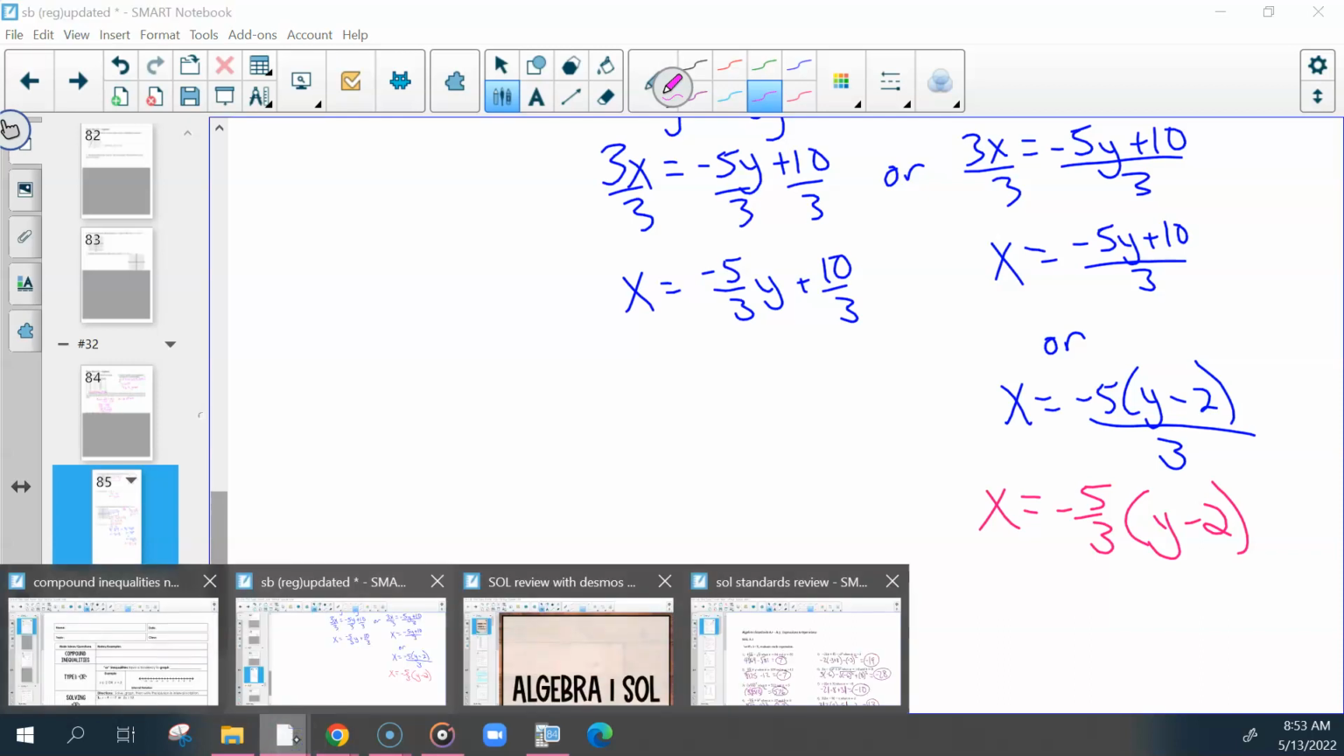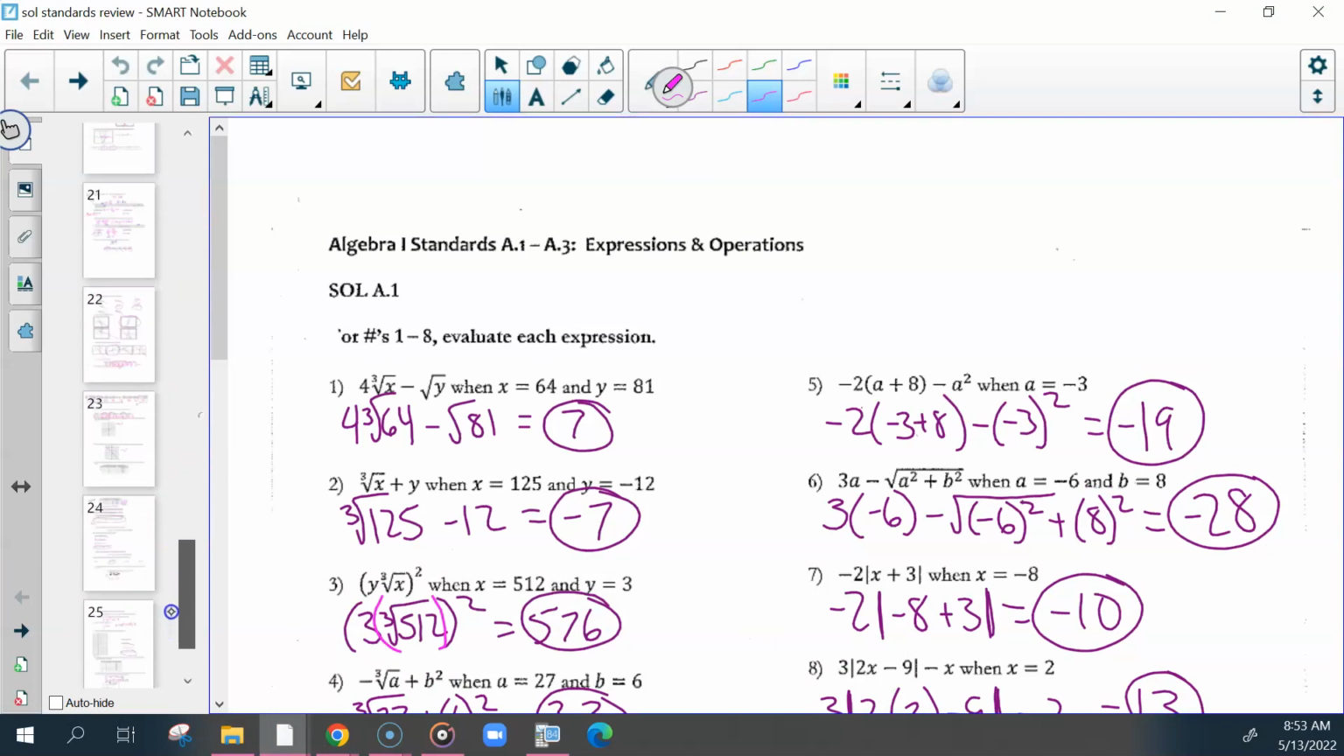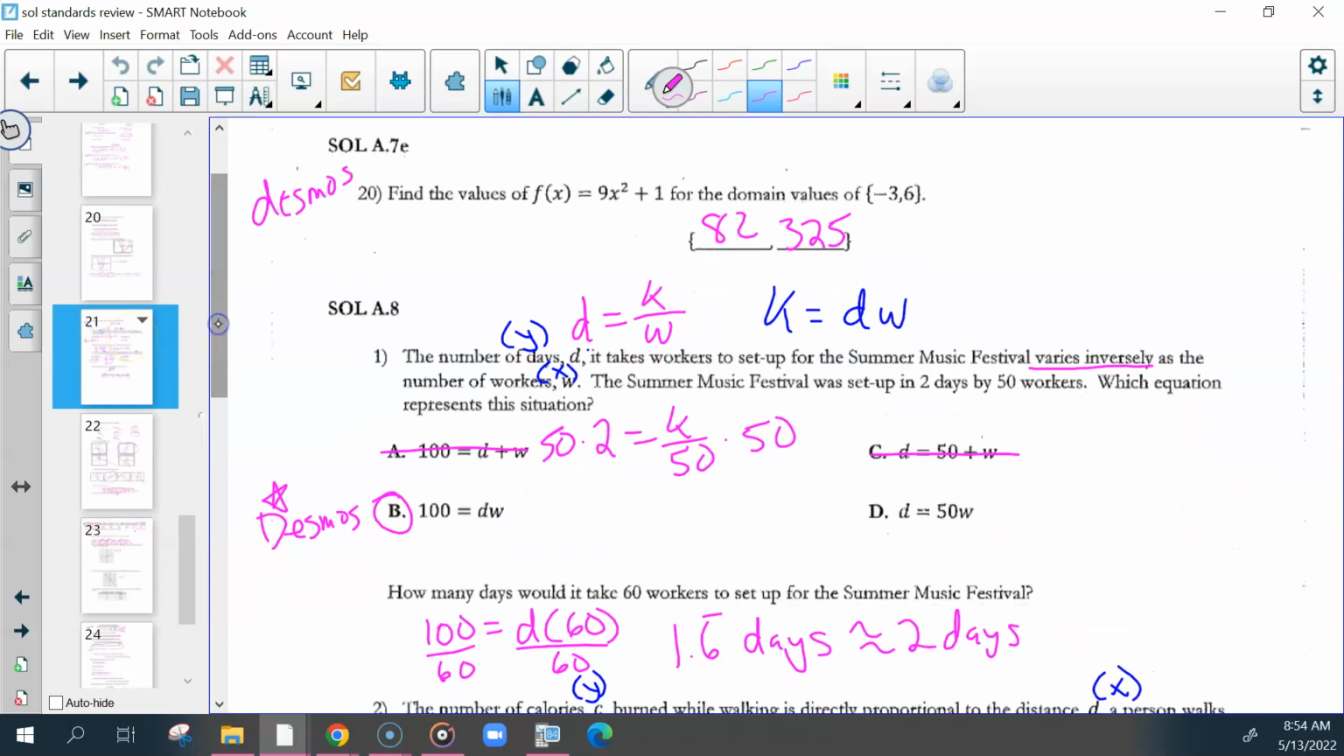So now we're going to go over the SOL standards, starting with A7E. With these A7E, there were 2 different ways you could have done this. One, algebraically, put in -3 for x, find your y. Put 6 for x, find your y, and you would get those 2 answers. If you use Desmos or your calculator, you can put this in, look at your table where x is -3 and 6, and find your y values.